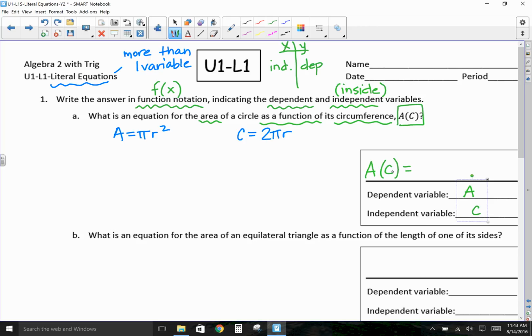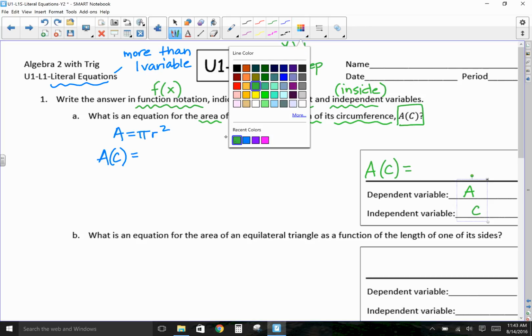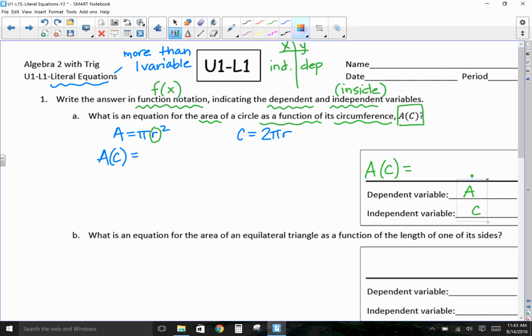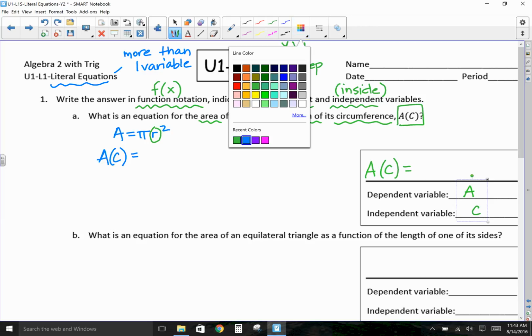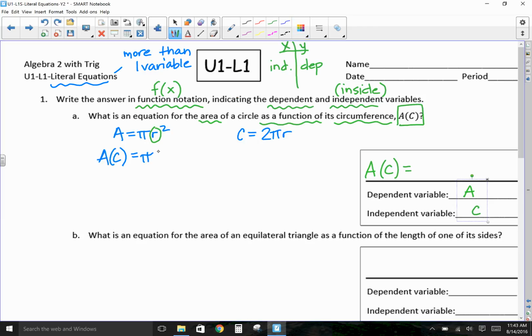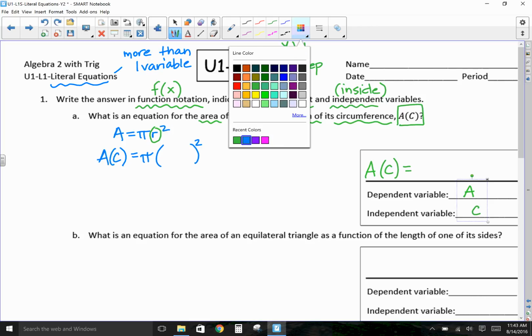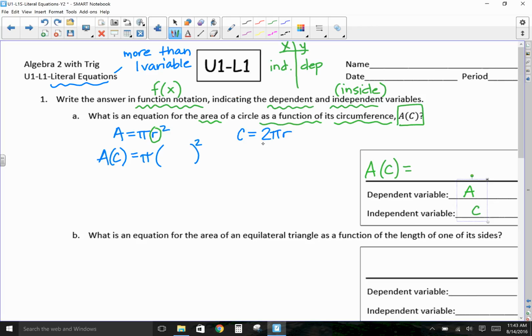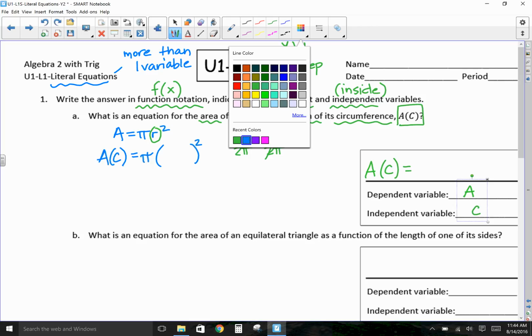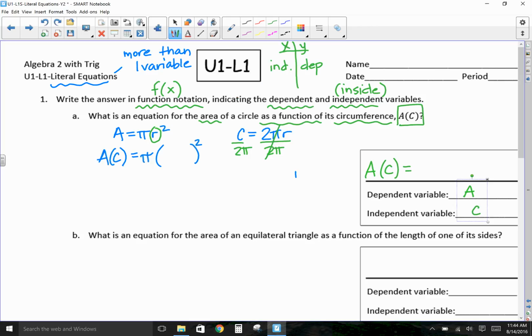But we have to write it as a function of c. So a of c is equal to what? And that means that I have to go replace that r. I can't leave r in there. I got to figure out how to write r in terms of c. So I'm going to have a pi, and then I'm going to put something in there and square it, but I got to figure out what that is. So that takes me to that second equation, and to solve for r, you all know, divide by 2 pi. So my 2 pi's cancel, and r is equal to c over 2 pi.